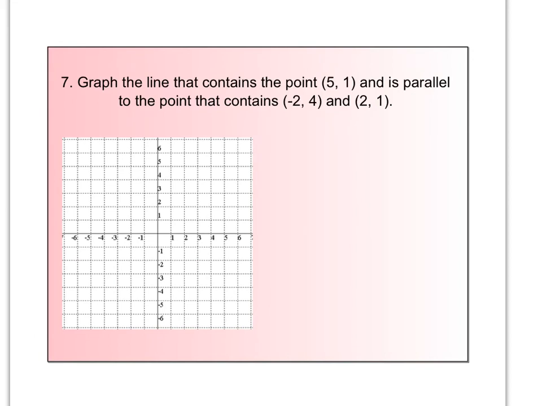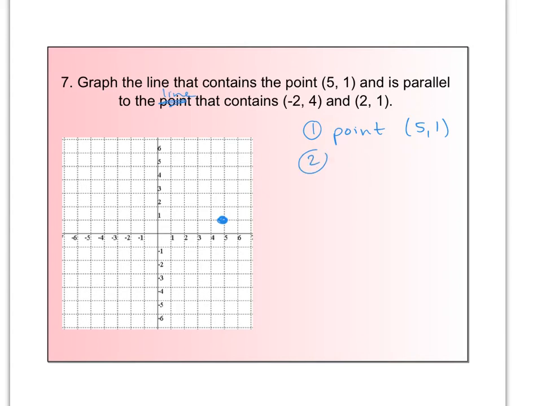Graph the line that contains the point 5, 1 and is parallel to the line that contains negative 2, 4, and 2, 1. So step number 1 is plot the point. So 1 is graph the point 5, 1. Okay, so I'm going to do that. It's right here.